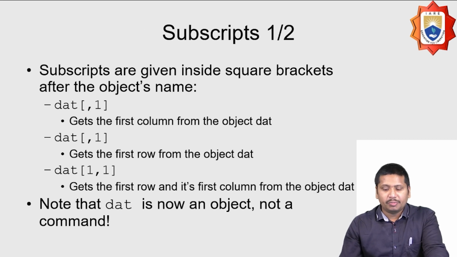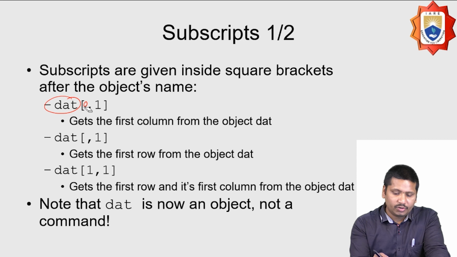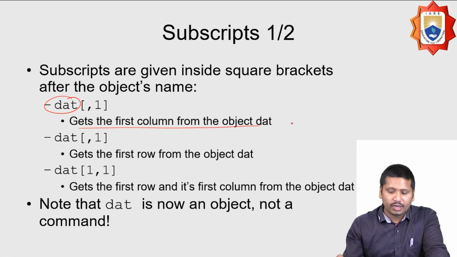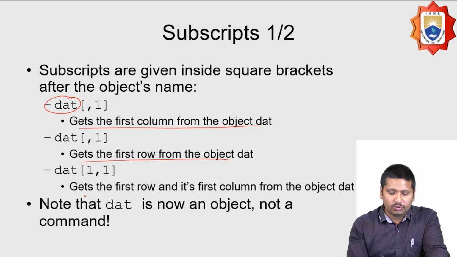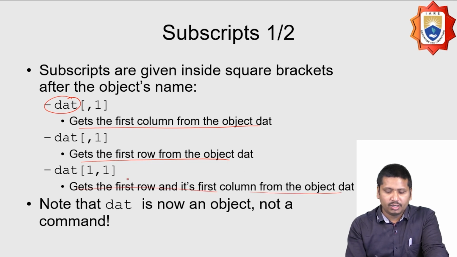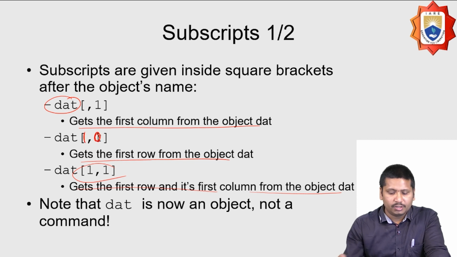So what is a subscript actually? Subscripts are given inside the square brackets of the object name, like data frame, comma, column 0, 1. So I'm specifying only one, which means I can get the first column of the object data. And if I want the first row of the data as well, and if I want the first row and first column of the data, then it should be normally like this, in this fashion, with 0 here.